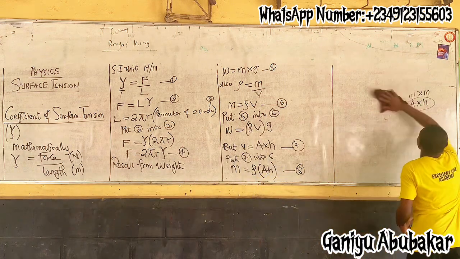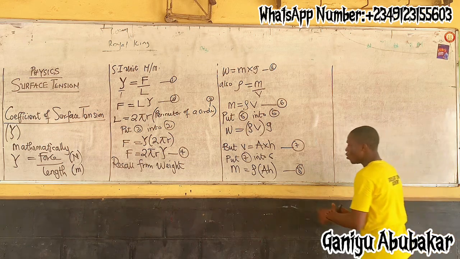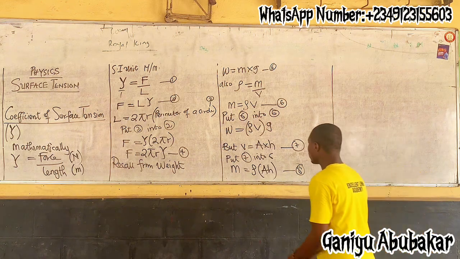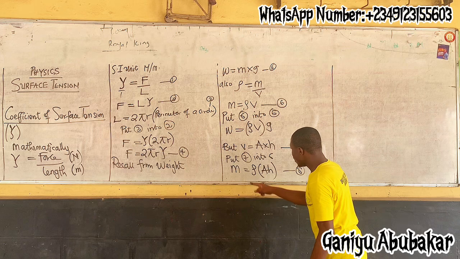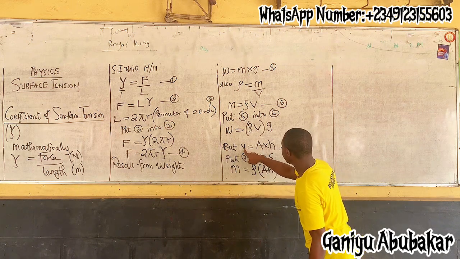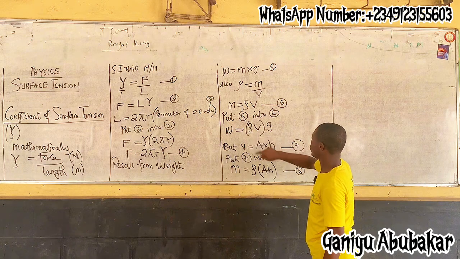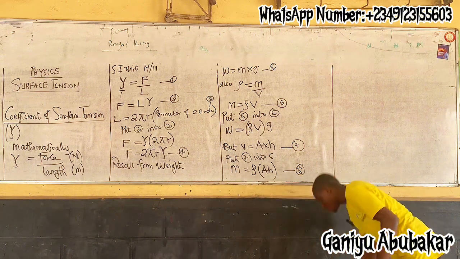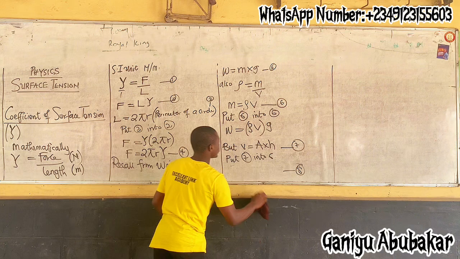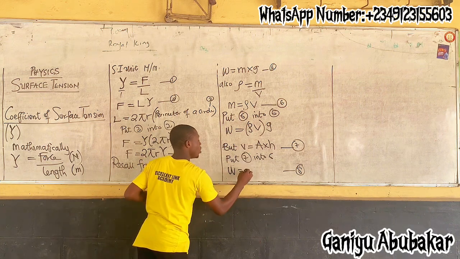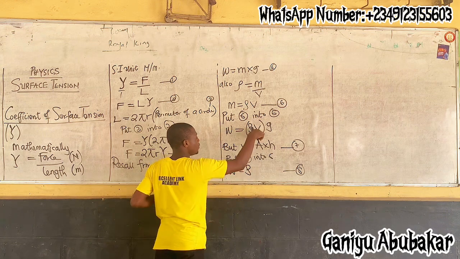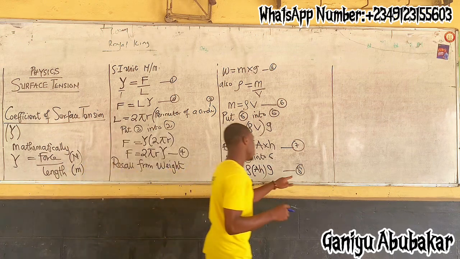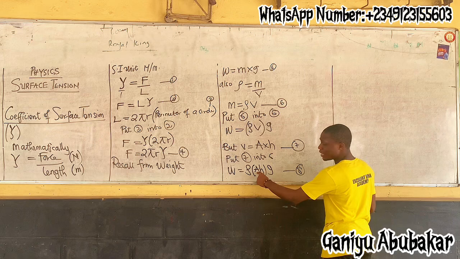All right, from here now. Look up. We are to put V into this equation, because what I'm looking for is no mass. So I'm going to have W equal to rho V, that is A H, then your G this way. Call this equation 8. Now this A is the area.